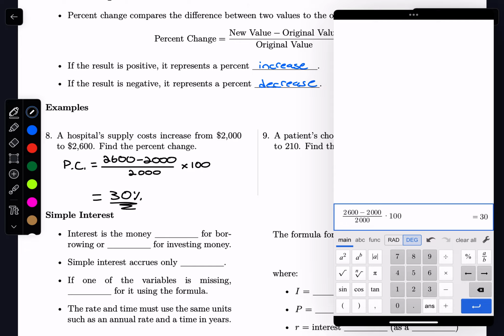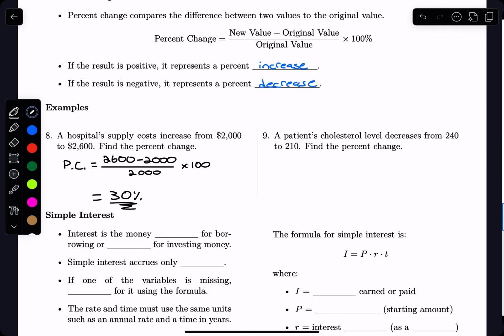And this is a percent increase because it's positive. So again, we could have done that one by hand. And actually, for myself, I probably would have. But you're not going to know going into it how clean it's going to be. So I recommend for most of these, it ends up being a little bit quicker to just do them with the calculator.